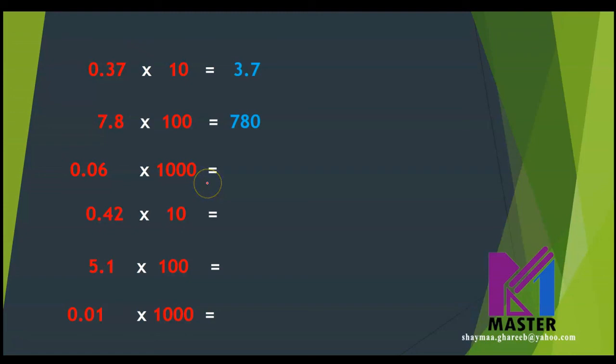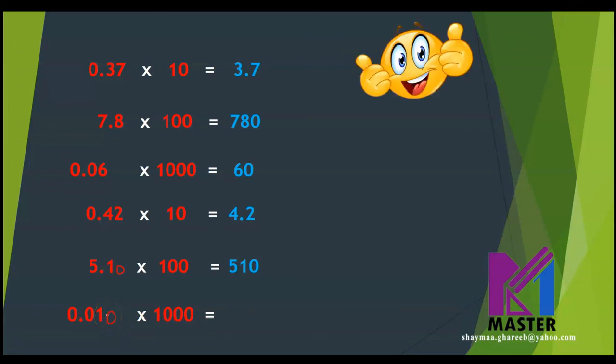0.06 times 1000 will be 60. 0.42 times 10 will be 4.2. 5.1 times 100, 2 places to the right, so it will be, do you remember? I add 0, so it will be 510. 0.01 times 1000, I need 3 places to the right, so it will be number 10.